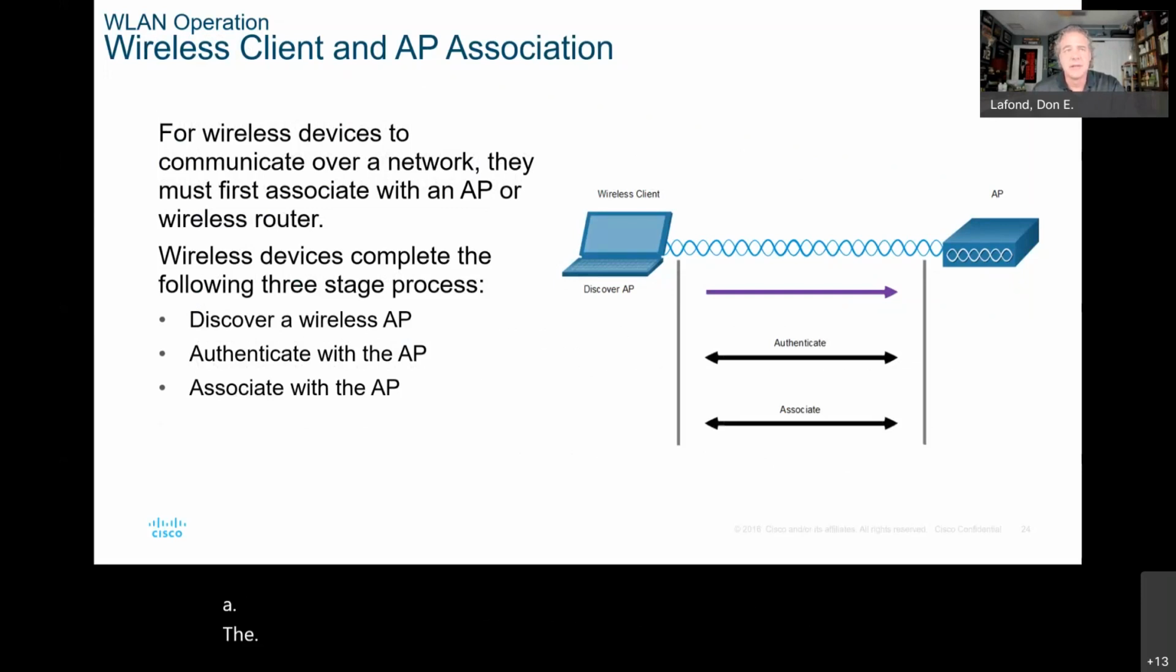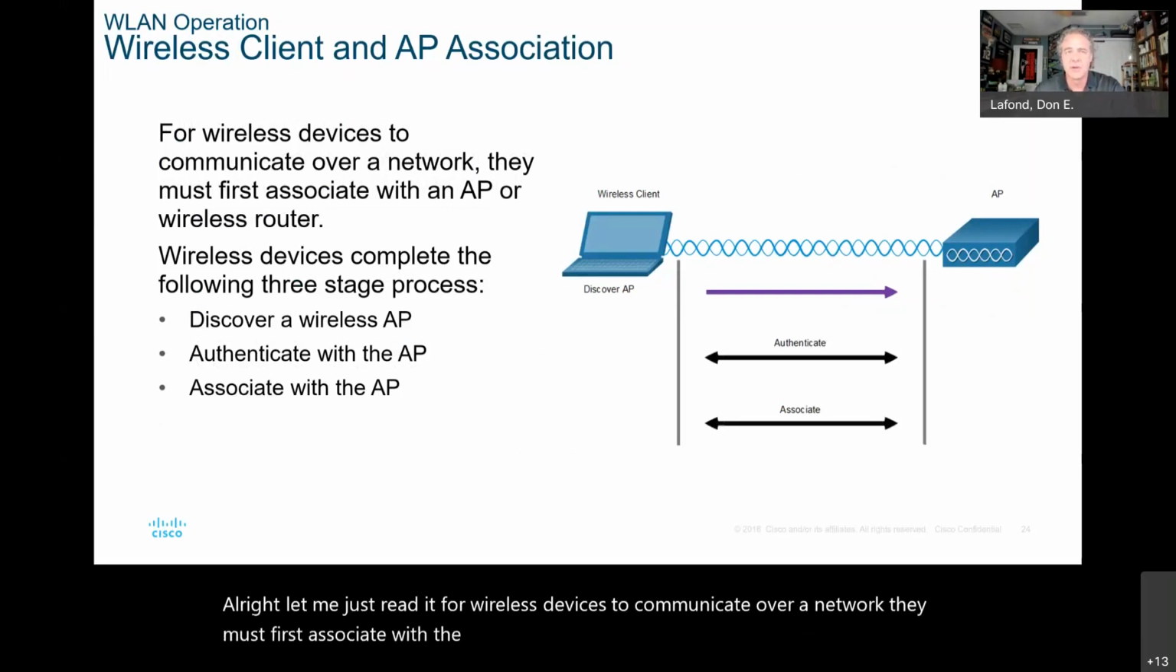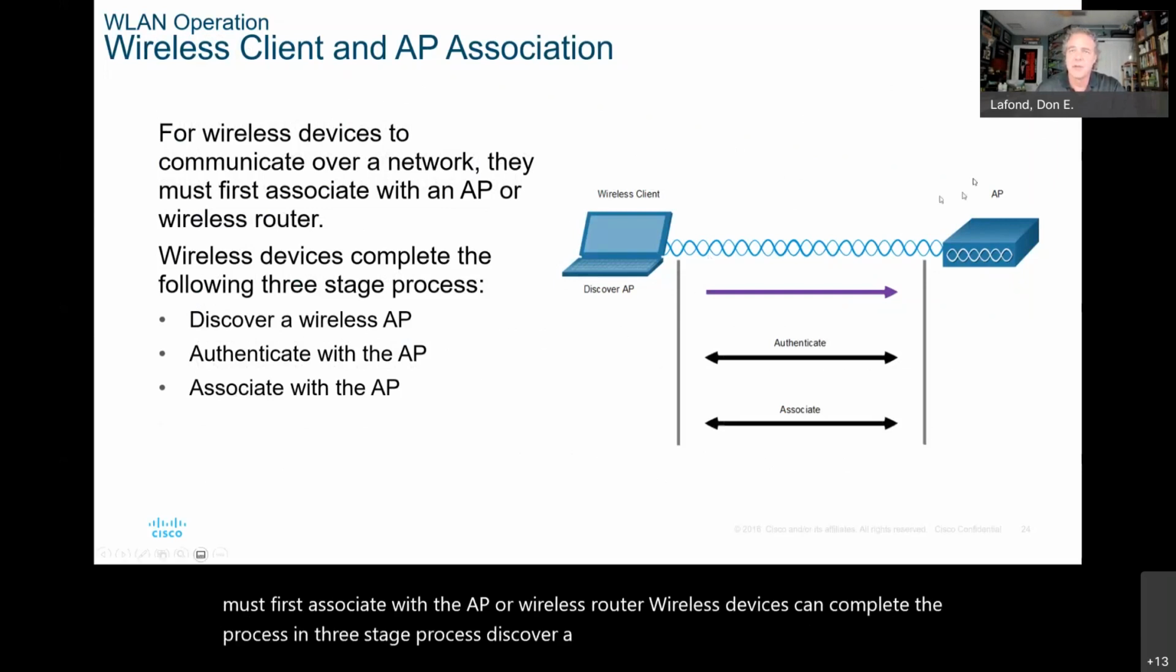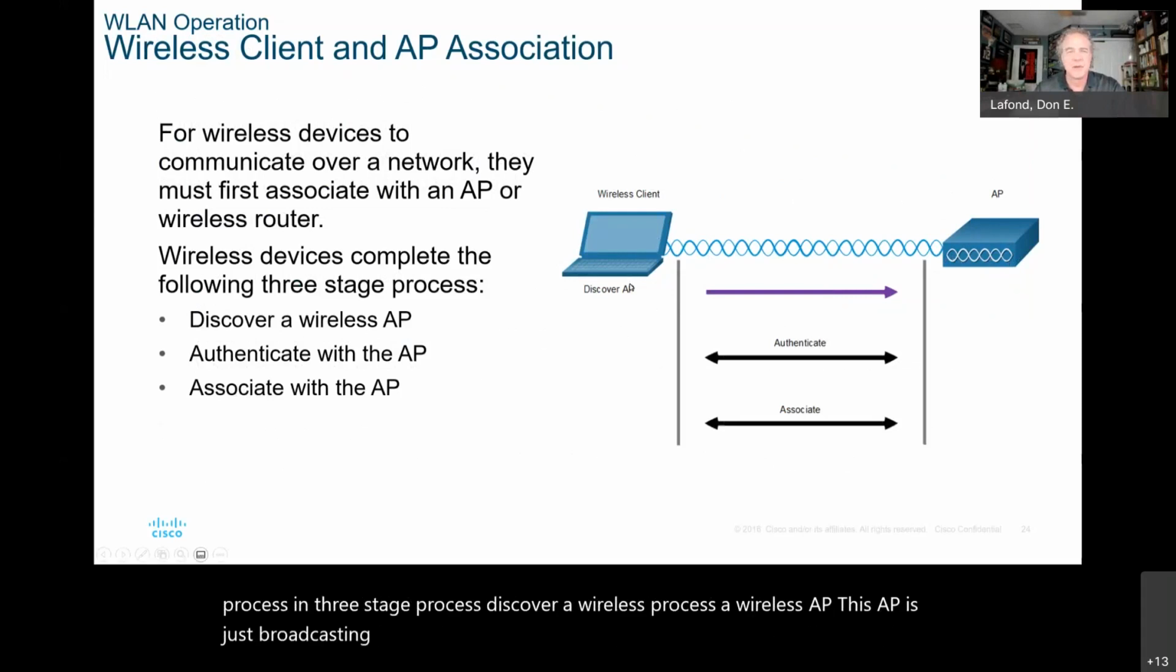All right, let me just read it. For wireless devices to communicate over a network, they must first associate with the AP or wireless router. Wireless devices can complete the process in a 3-stage process. Discover a wireless AP. This AP is just broadcasting, and the wireless client just authenticates with the AP and then is associated with it.